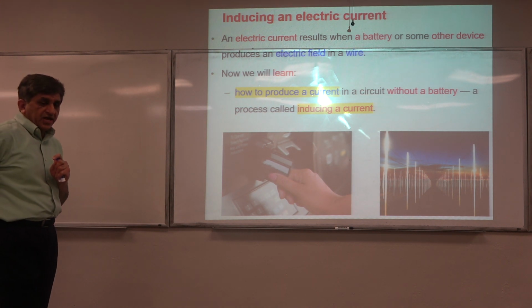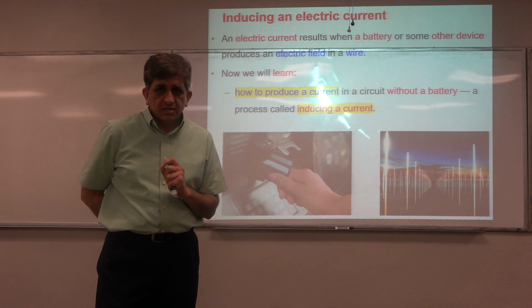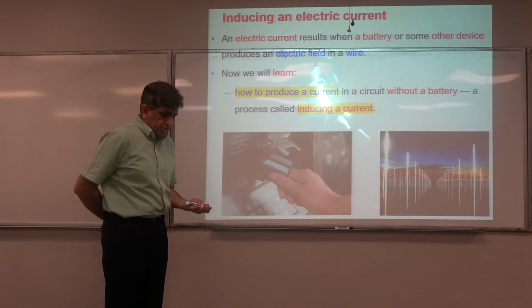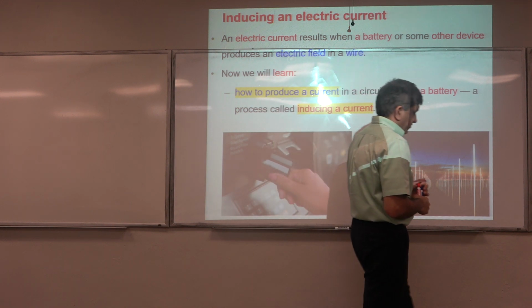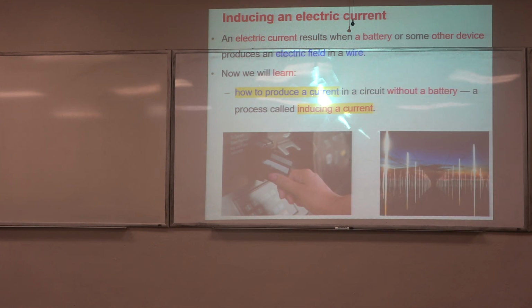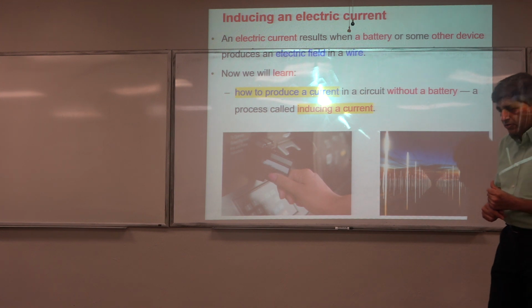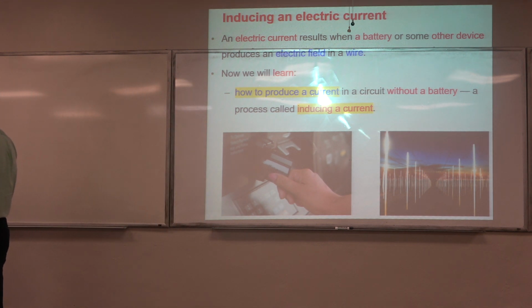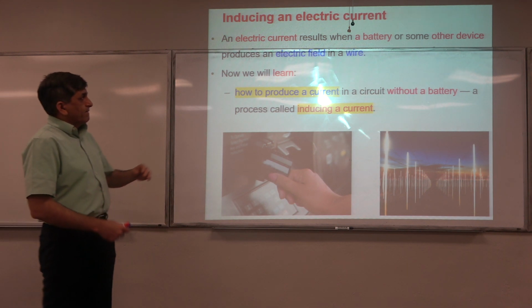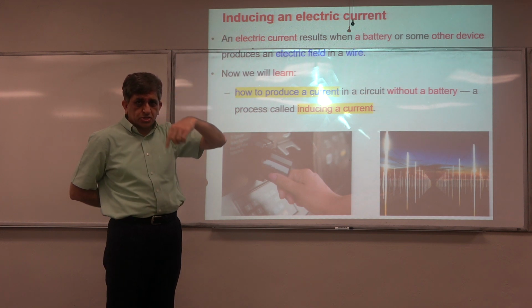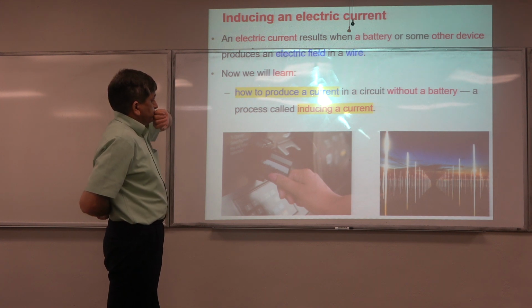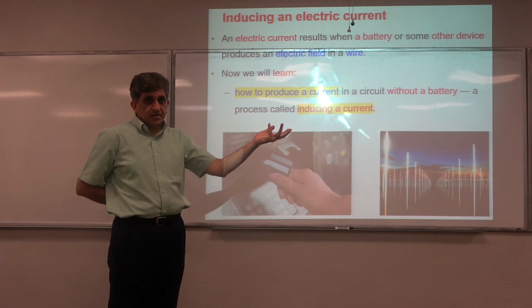We learned that electric current is a result of a battery connected to an electrical circuit and the switch is closed. So when the battery is connected to a circuit or to some device, and the circuit is a closed loop, the current flows through the circuit. And when the current flows through it, there is an electric field there, right?